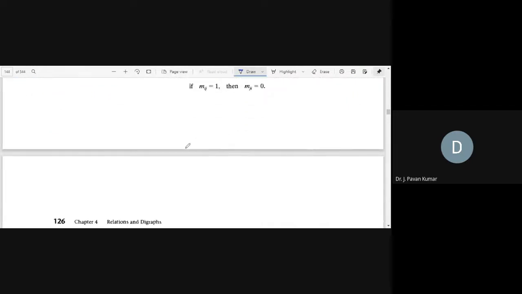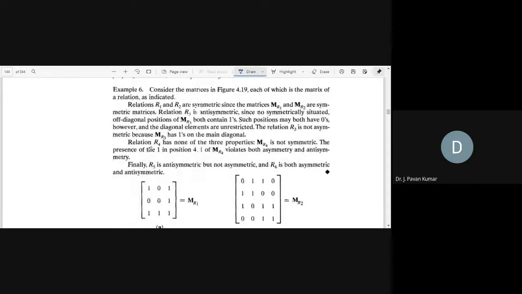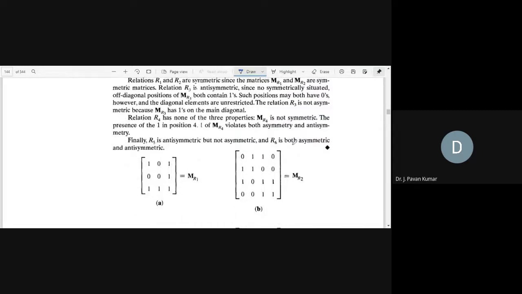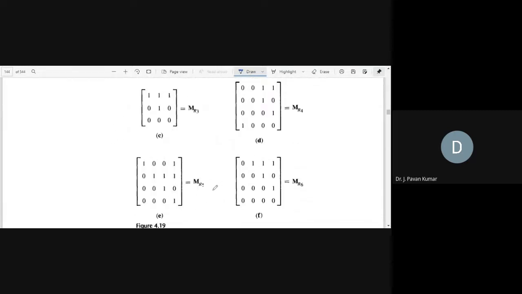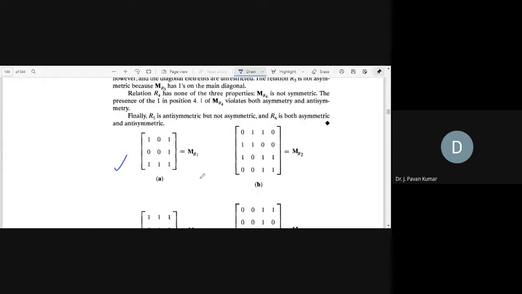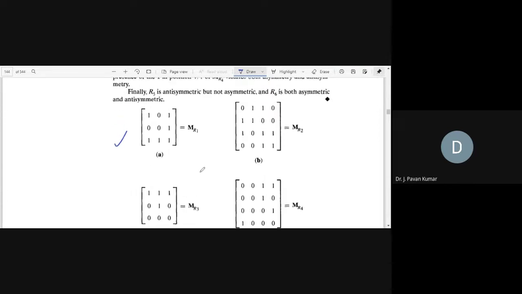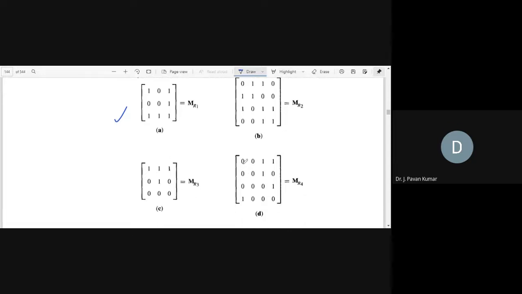Yes, any doubt? Is it clear? Yes, sir. Now let us consider, of course, these things you can go through. If the matrix is given to you, you have to find whether it is symmetric, antisymmetric or asymmetric. Now, out of these, are there any symmetric relations? Symmetric in the sense, we just have to check the diagonals.